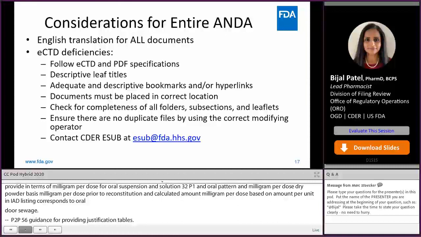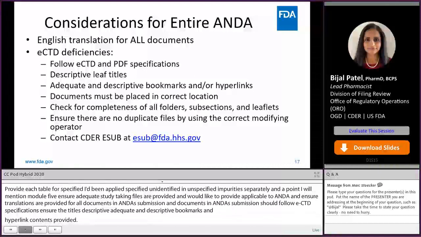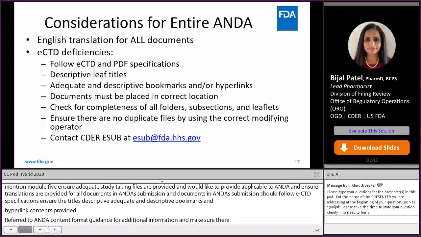Ensure documents are placed in the correct location in your ANDA submission. And here, please refer to the ANDA content and format guidance for additional information. Also, make sure there are no duplicate files in the original ANDA and/or while responding to an information request. And if you have any eCTD related questions, please contact CDER ESUB at the email address provided here.